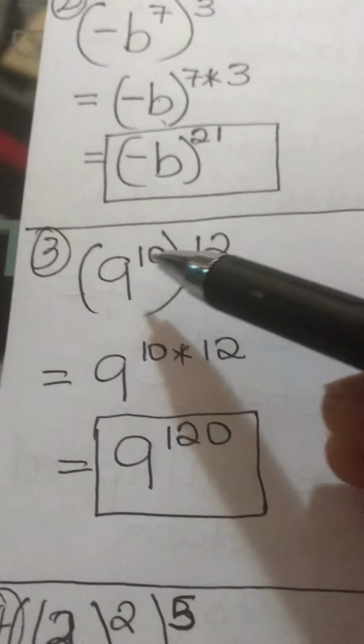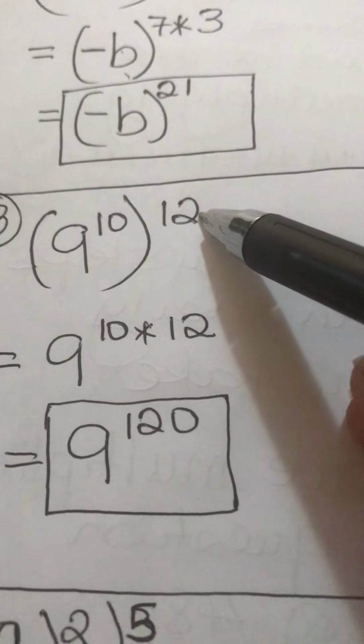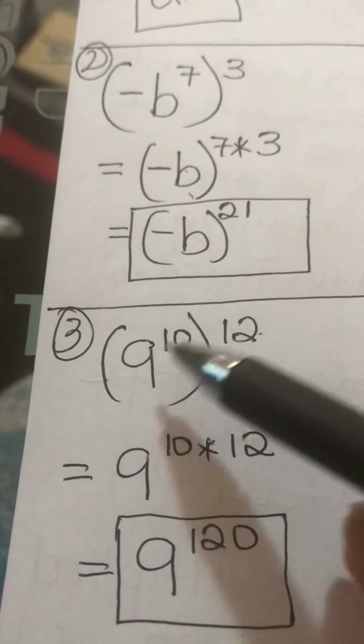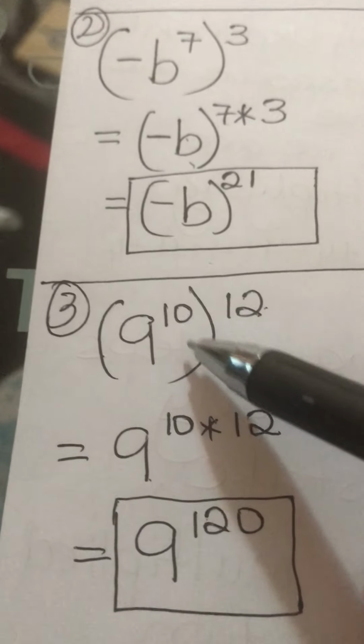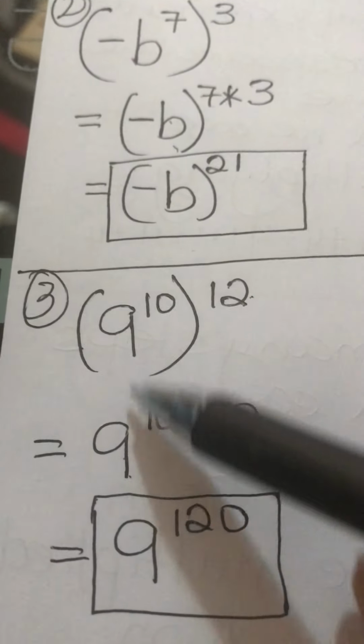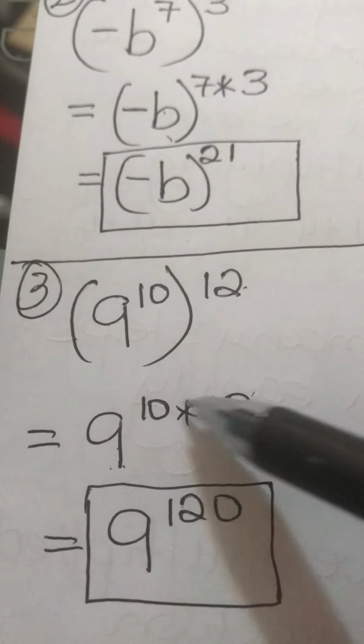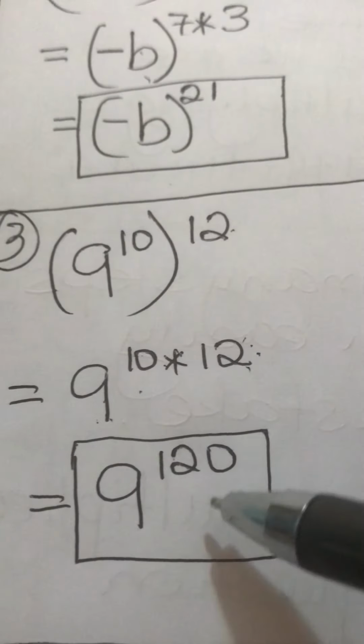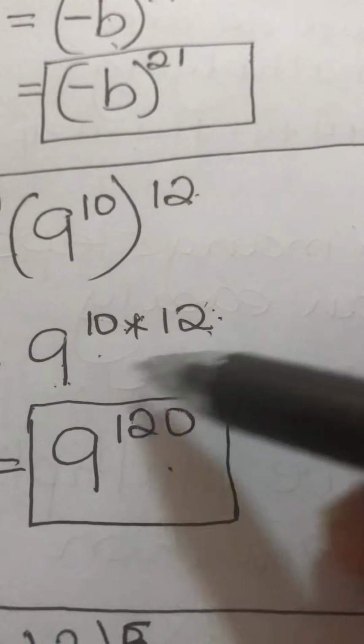Let's do this one. 9 to the 10th power to the 12th power. Multiply my exponents. So I just write my base 9. I write my base down, which is 9, and then I write my exponents with the multiplication. 10 times 12 is 120, and this is my answer.